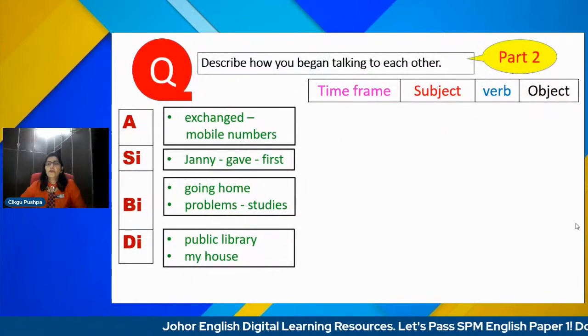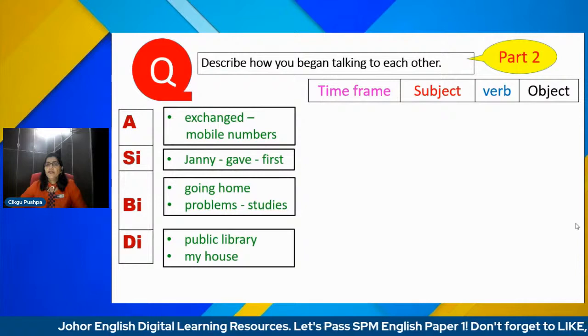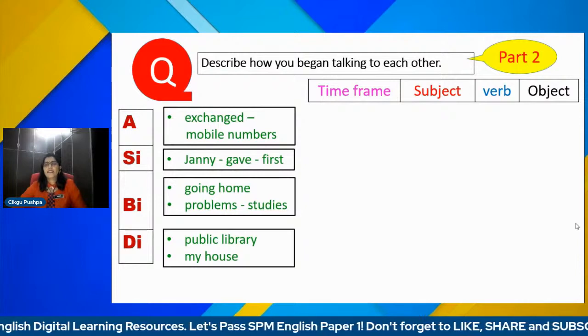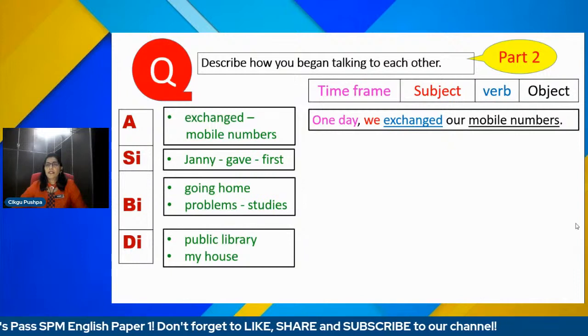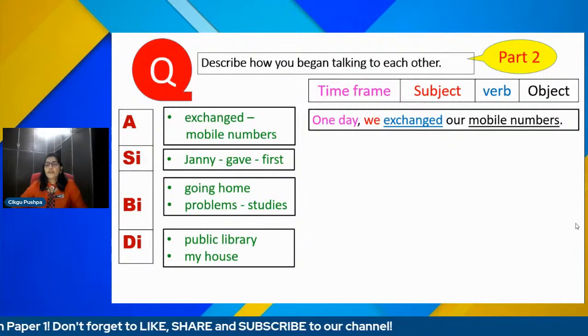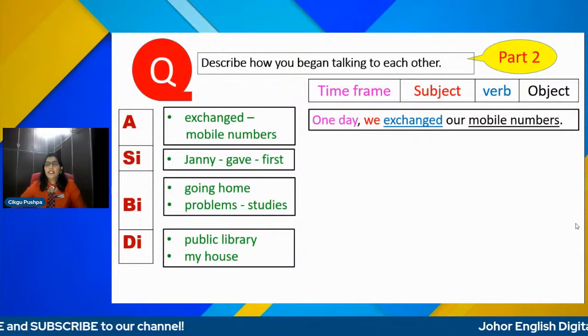ASIBIDIBAM. So now again, we are going to construct sentences. Right, the first one, exchanged mobile numbers. Here, I would like to introduce something new. Remember time frame, the one in purple. Time frame is optional, right?